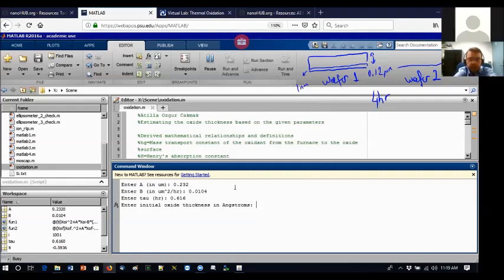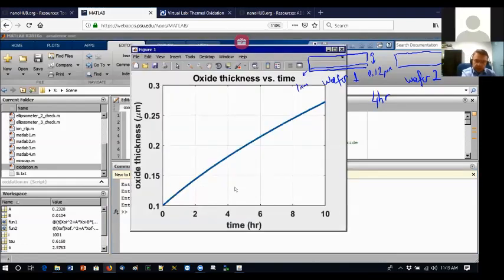I will say I already have a 100 nanometer oxide. So let's draw it. I also have a 100 nanometer initially here, or 0.1 micrometer. Okay, hitting enter, and then I end up with this.